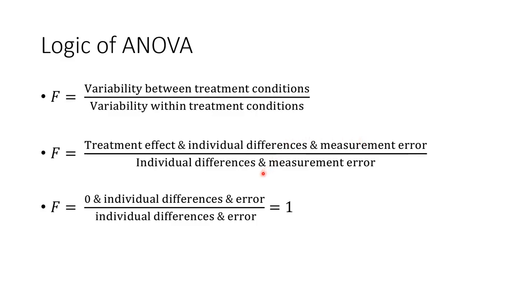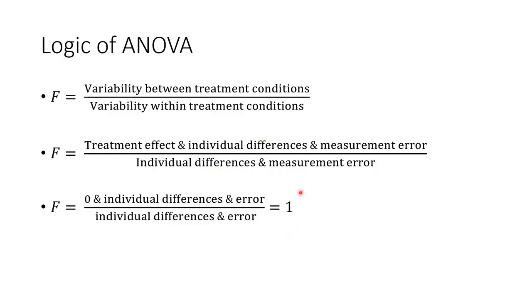Well, the logic of the F test is that the within group variability is made up of individual differences and measurement error. The people within a group are also different. So that variability within a condition is a measurement of individual differences. And then, of course, we always have measurement error. The assumption of the ANOVA logic is the amount of individual differences and measurement error in the numerator is the same as the amount of individual differences and measurement error in the denominator. So they will cancel each other out.